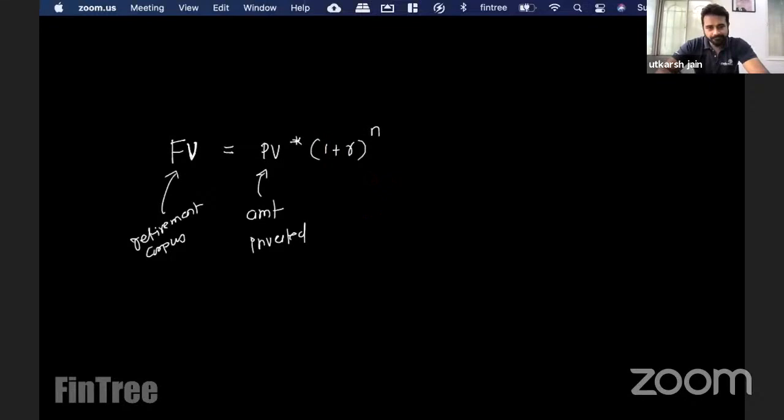Really easy rule. Now what is this r? This r is the rate at which money grows. And this n is the time period.